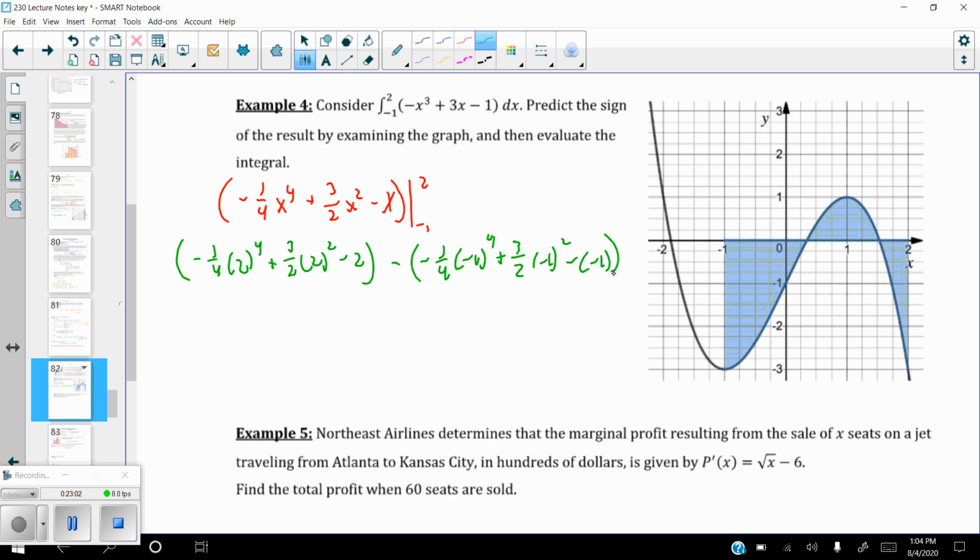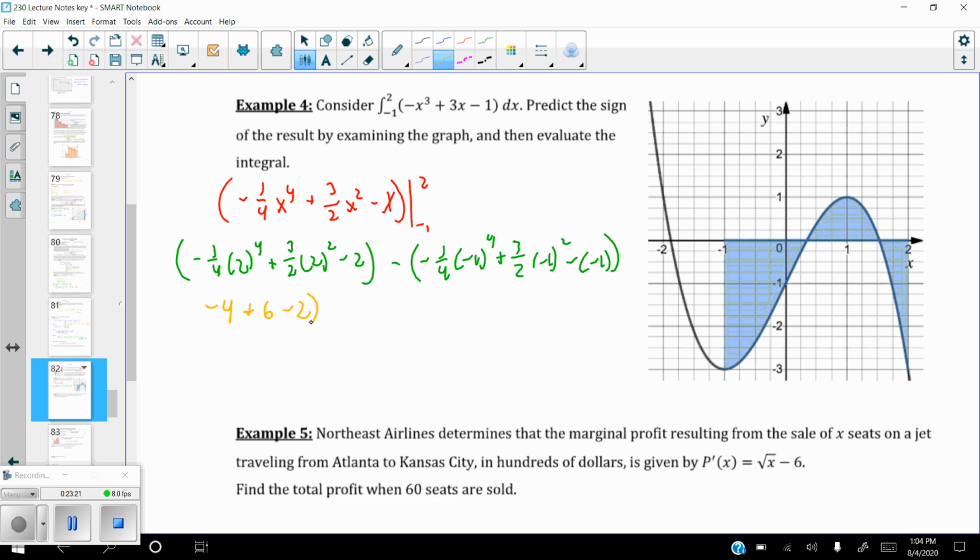Okay, so let's go ahead now and evaluate what we've got. So 2 to the 4th power is 16, multiplied by -1/4 is -4. 2 squared is 4, multiplied by 3/2 is going to give us 12/2, which is the same as 6.